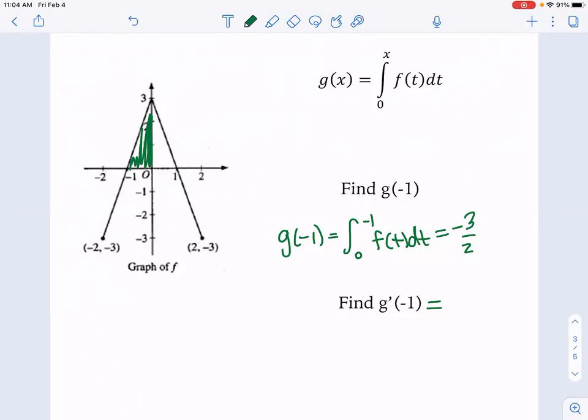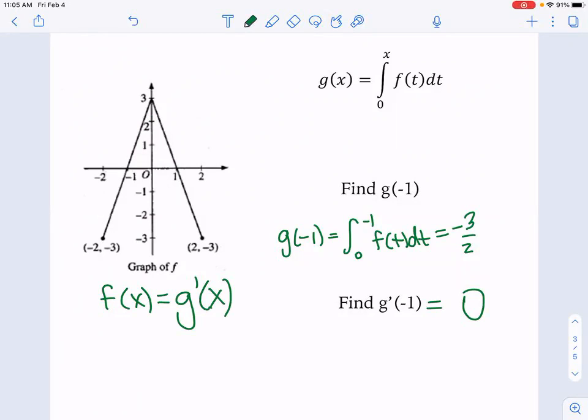No, no. Remember, F is the same thing as G prime. So this is the graph of our derivative. On our derivative graph, what is the y value at -1? G prime of -1 is 0. Specifically, -1 is graph G minimum, like we talked about before.